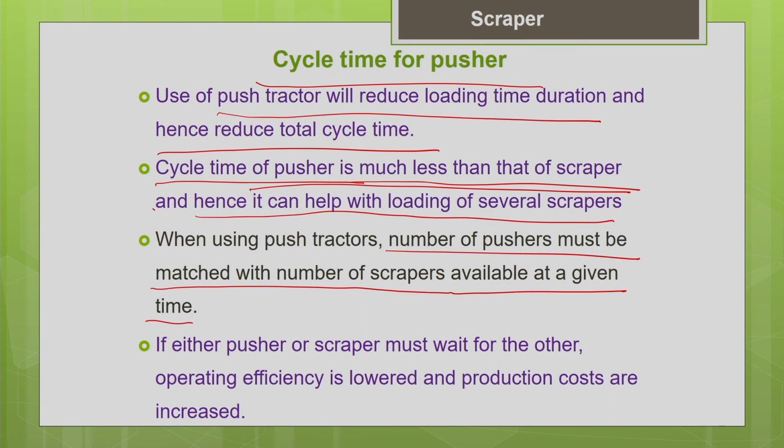So we are going to discuss that in detail later, and we will even work out some problems on how to balance the number of scrapers and the pushers. So this is what is explained here. If either the pusher or the scraper must wait for the other, operating efficiency is lowered and the production cost is increased. Okay. So that is why we need to balance the number of scrapers and the pushers.